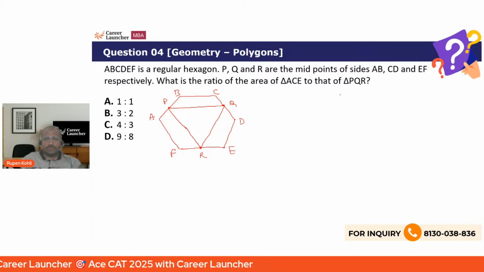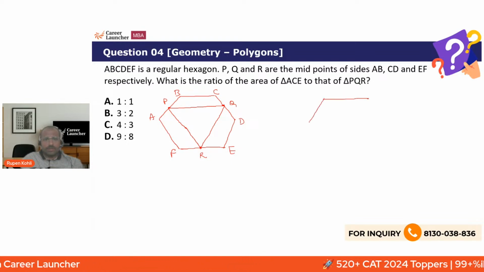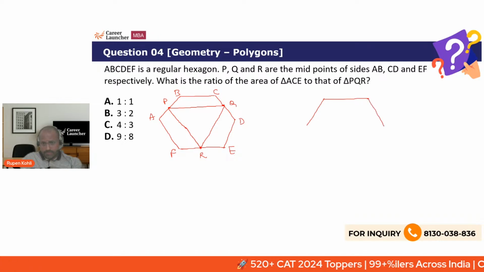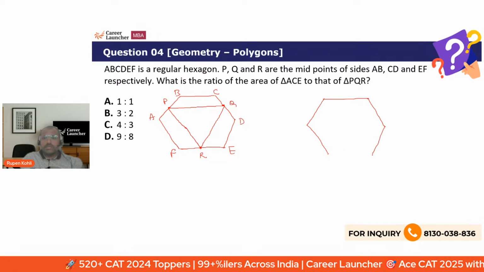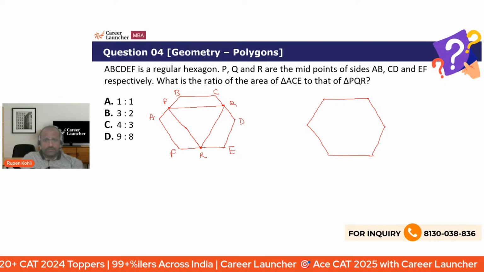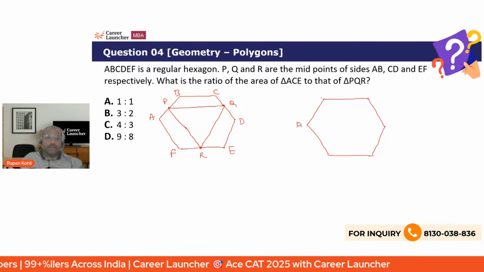Now what about ACE? Let me draw it separately because it would become a little bit of a mess in the same figure to understand. So I'm just drawing another hexagon. By the way, you can let me know if you're getting this, people.